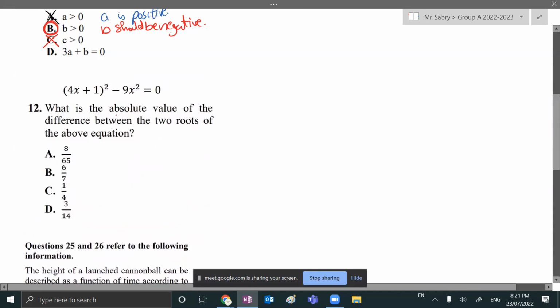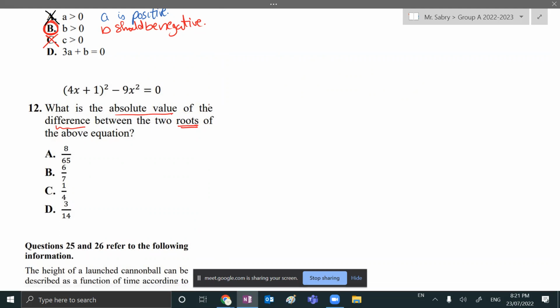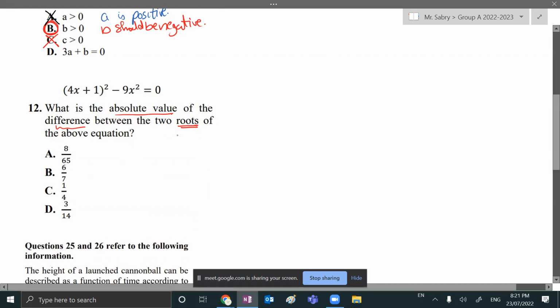Okay. Moving on to number 12. What is the absolute value of the difference between the two roots of the above equation? First of all, we need to remember what the roots are. The roots, x-intercepts, zeros, x-solutions, they're all the same thing. So when they ask me for the roots, this means they're asking for the x values, or the solutions of this equation right there.